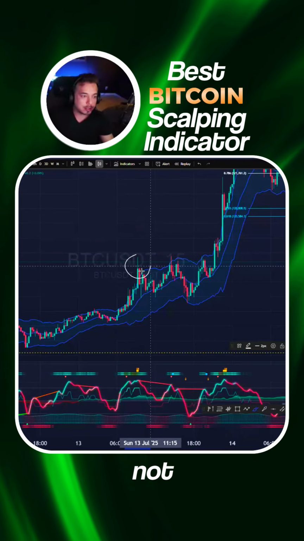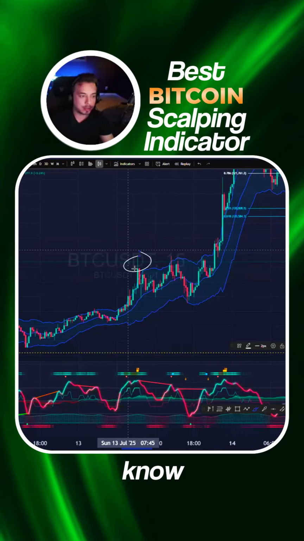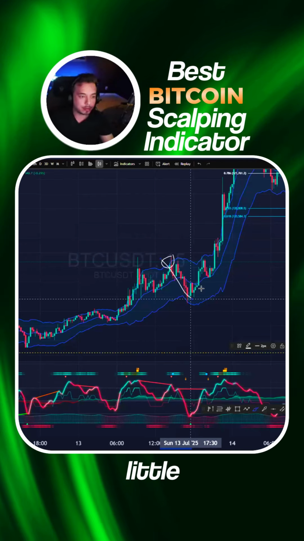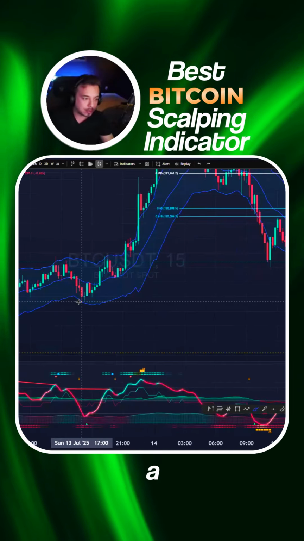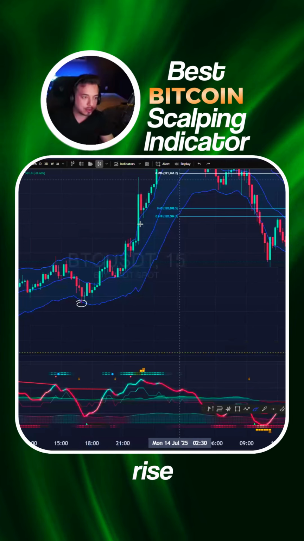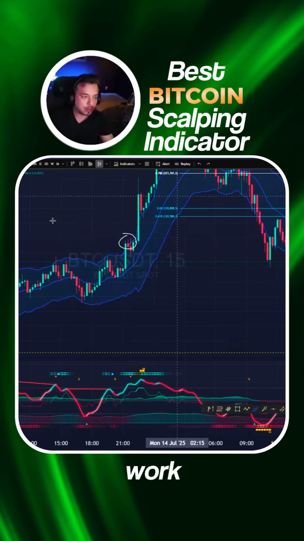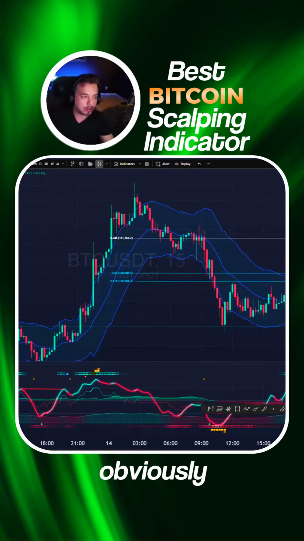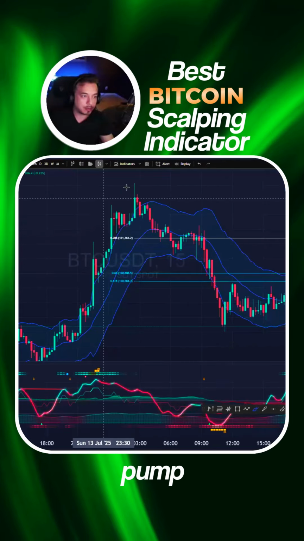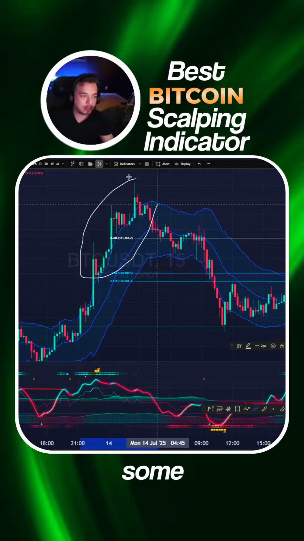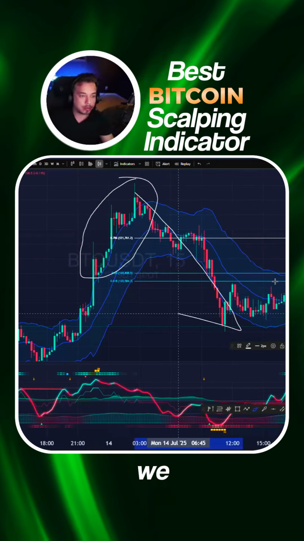So again, it's not always, but piercing, a little pullback, piercing, a little pullback. I guess you consider this a little bit of a pierce then the rise, right? But for example, if it pierced here and you try to short it, it didn't work, right? It doesn't always work. Obviously, this was kind of the bullish Sunday pump, but overextended here at some point on the Keltner channel, we had this pullback.